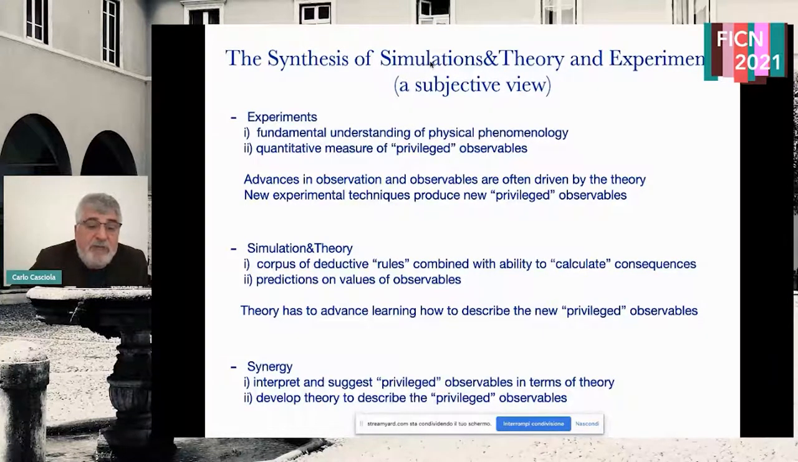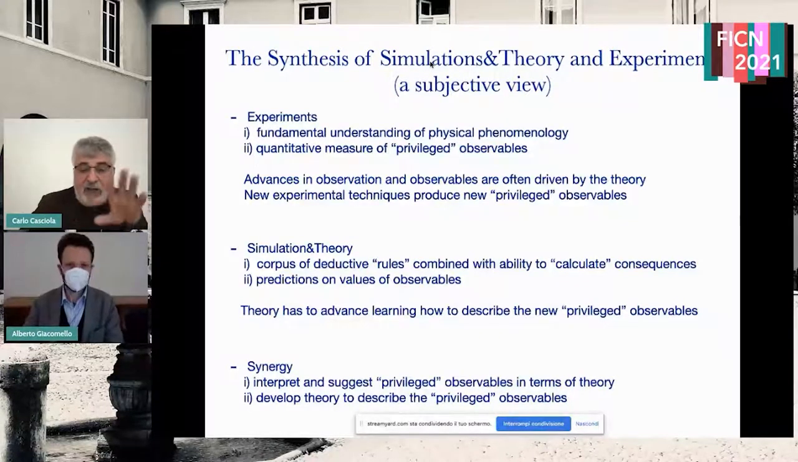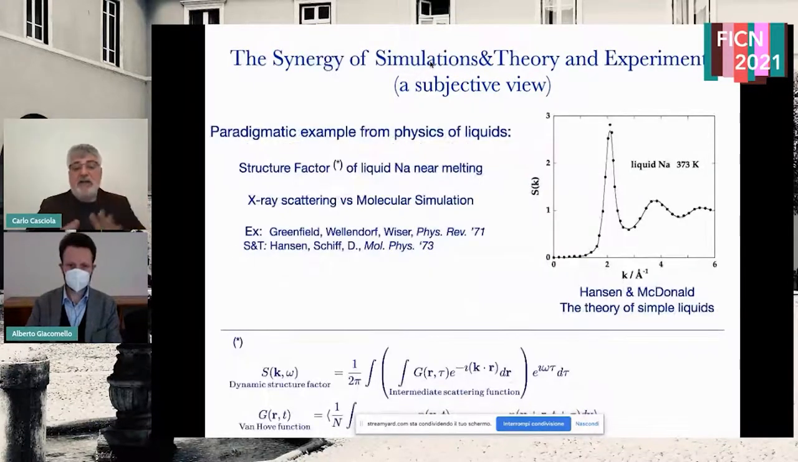So what is the role of simulation and theory in this case? Theory is basically a corpus of rules from which we should calculate consequences. And the target would be to predict the values of the observables, and in particular, to learn how to describe and understand what are called here privileged observables. So there is a synergy between experiments, theory, and simulations. I'm sure that this is not going to be so clear, so I want to conclude with an example taken from the history of our field, in a sense.